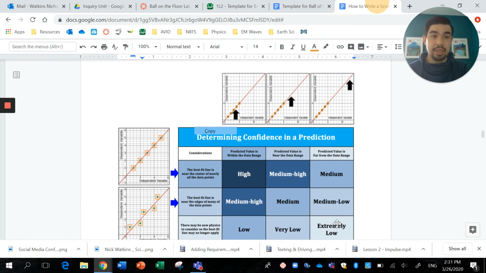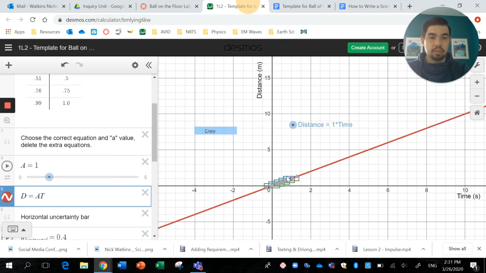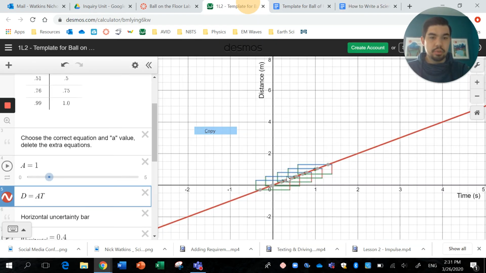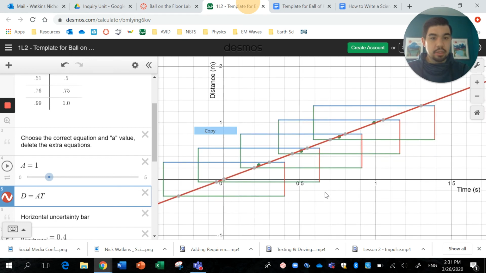Next thing we want to look at is how well our line of best fit fits our data. Does our best fit line go through pretty near the center of our points? Is it just near the edges of our points, or is it way off our points? In our example lab here, I can see that it is pretty much going through nearly the center of all of our points. It's definitely touching all of our points.